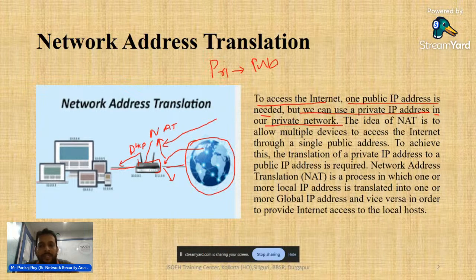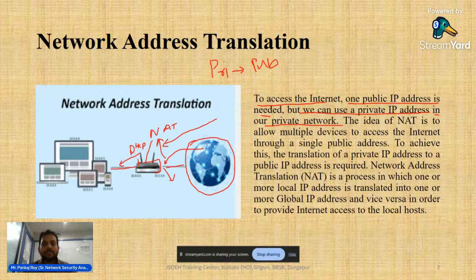The idea of NAT is to allow multiple devices to access the internet through a single public address. To achieve this, translation of private addresses to a public IP address is required. Without a public address, you cannot connect to any public website, because public websites work on public addresses.